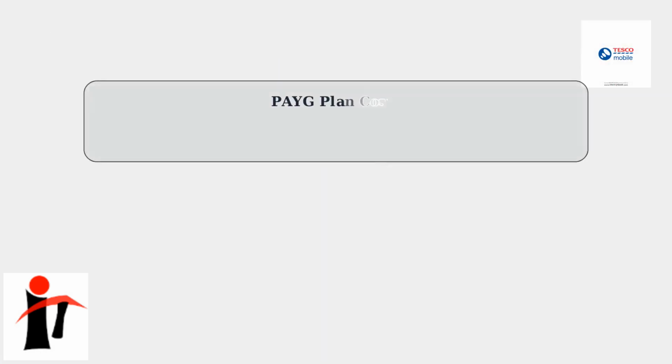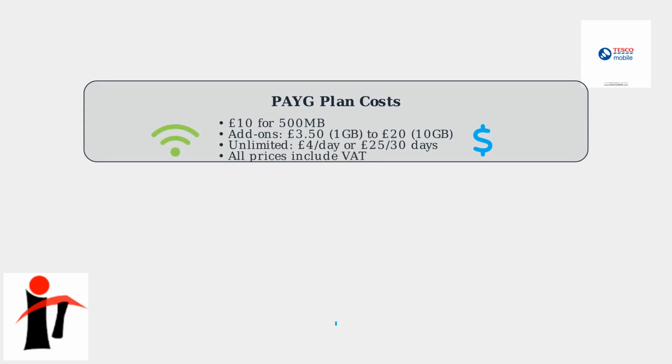Now let's talk about costs and managing your data. PAYG plans start around £10 for 500 megabytes, with add-ons ranging from £3.50 for 1 GB to £20 for 10 GB. Unlimited data add-ons cost £4 per day or £25 for 30 days. Remember, all prices include VAT.